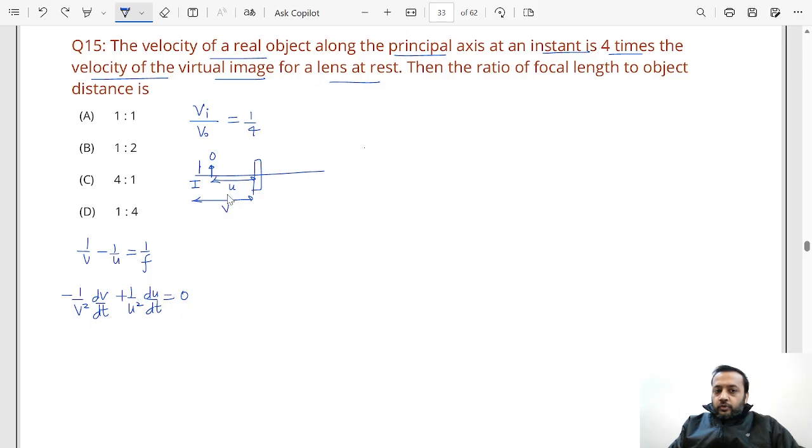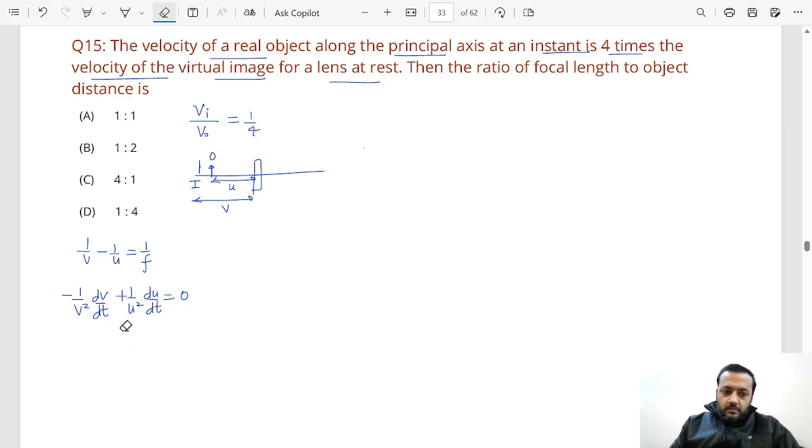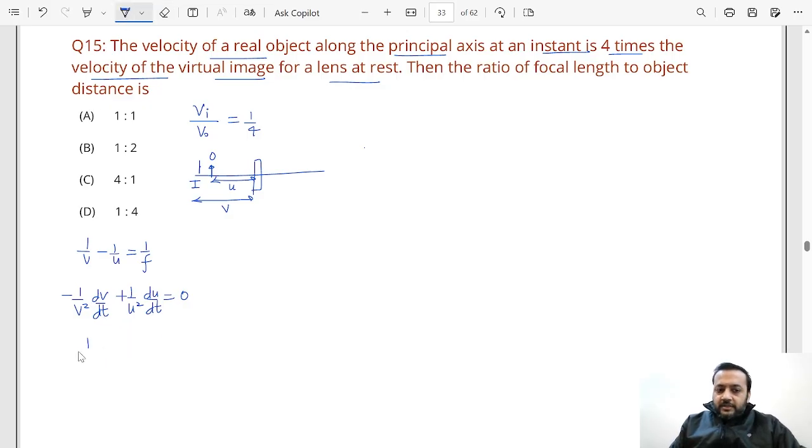The rate of change of image distance will be called the velocity of the image, and the rate of change of object distance will be called the velocity of the object. That means this will become the velocity of the object, and this will become the velocity of the image. You can bring this to the other side. So the velocity of the object upon u squared is equal to the velocity of the image upon v squared. And as I said, v squared by u squared will be vi by vo, and this was given as 1 by 4.